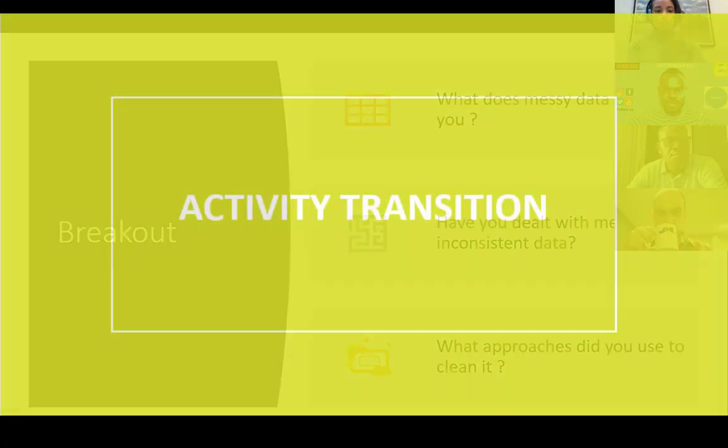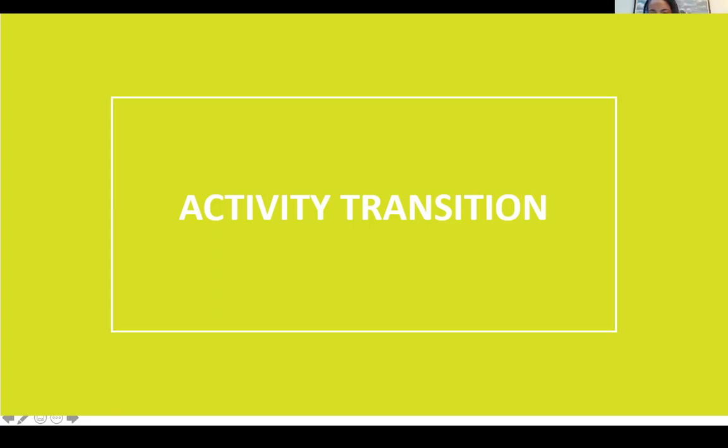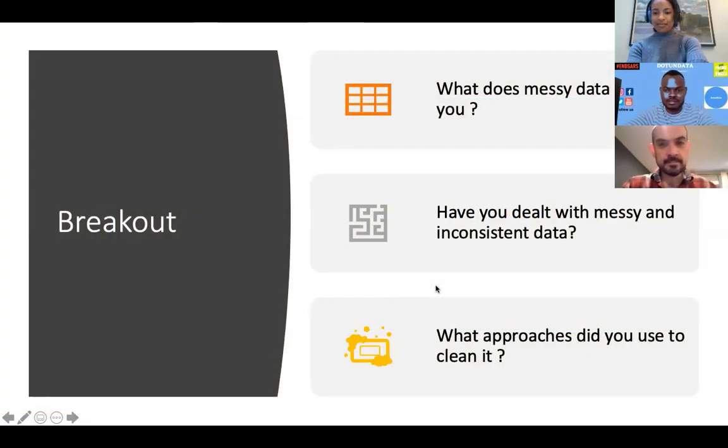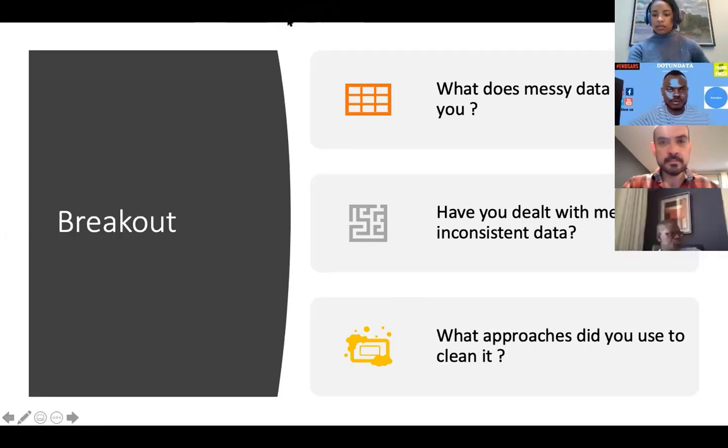So we have our next breakout here. I can see people popping back to the main stage. If you can include some of your answers in your discussion, that would be nice, so I can see what everyone is thinking before we go into the next steps. So what does messy data mean to you? If anyone can include that in the chat. And what approaches did you use to take care of that messy data? Because data can be really messy.